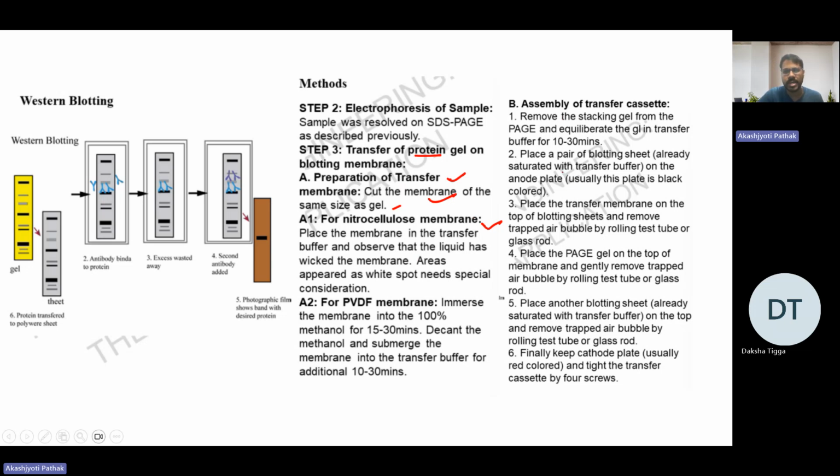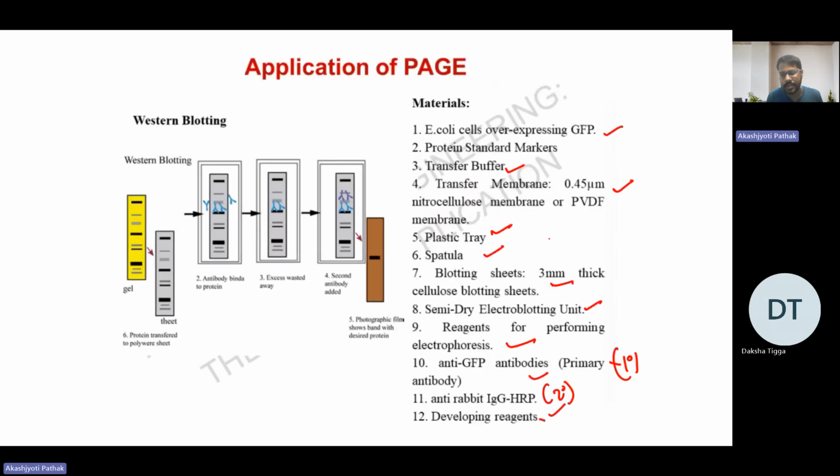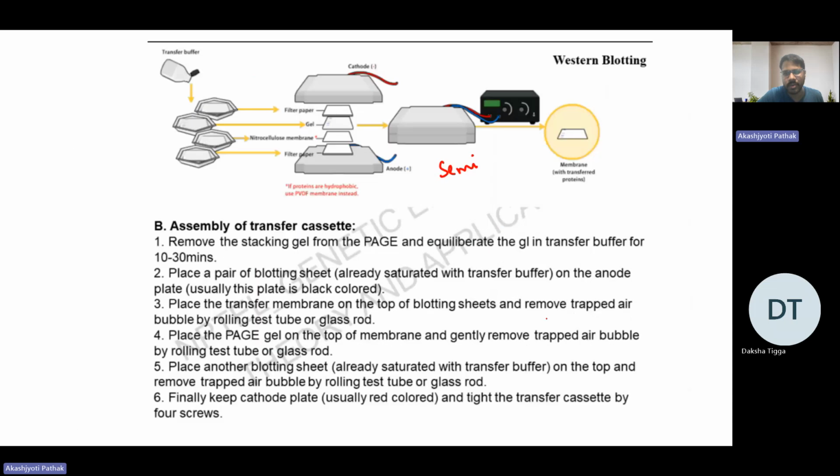So how will you assemble the transfer cassette? See this figure. This is your anode electrode plate. This is how a semi-dry electroblotting unit looks.